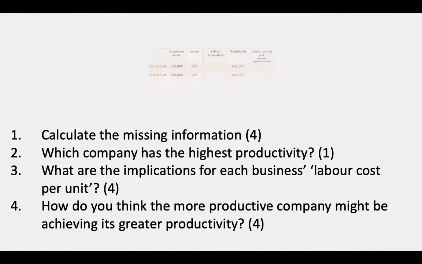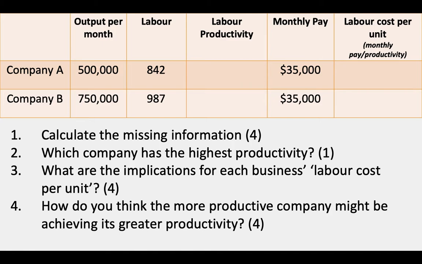So what I want to do is another activity that proves this again. What I'd like to do is work through this. We've got company A, we've got company B, and just 4 questions. Calculate the missing information, the labor productivities, and the labor cost per shoe. Which company has the highest productivity? What are the implications for each business's labor cost per unit? And whichever company has the highest productivity, how might they be achieving that greater productivity? Just copy this table down, it'll take you 30 seconds, and then answer these questions in your notes.